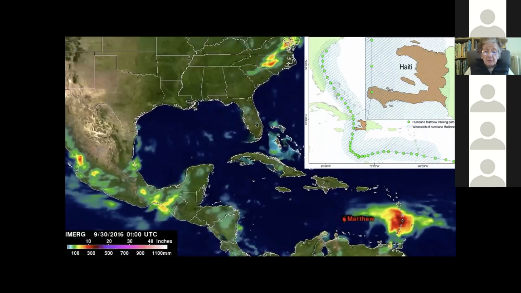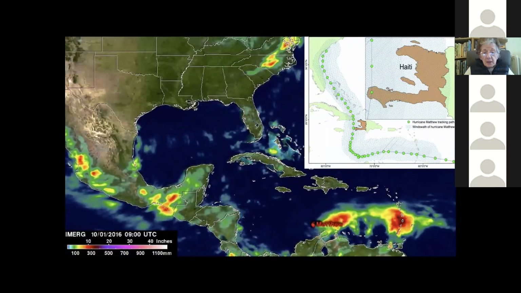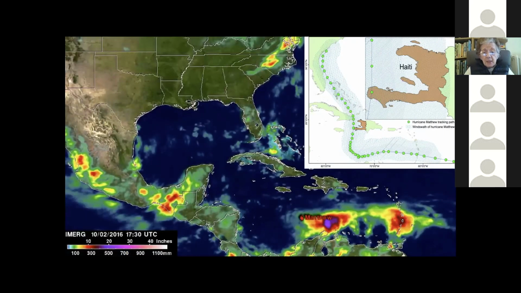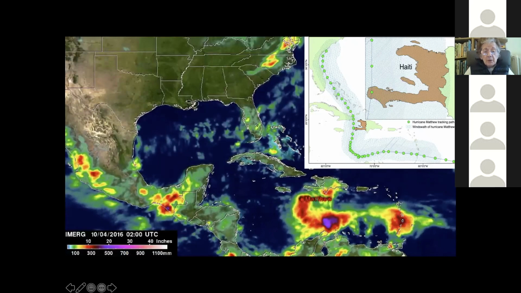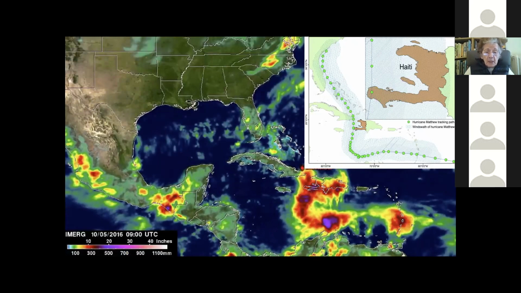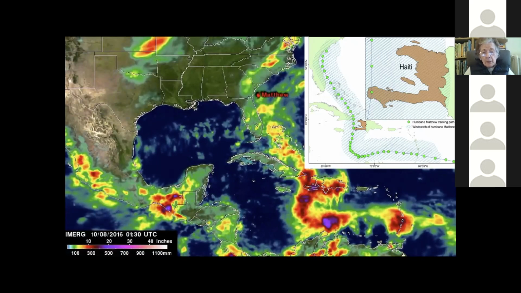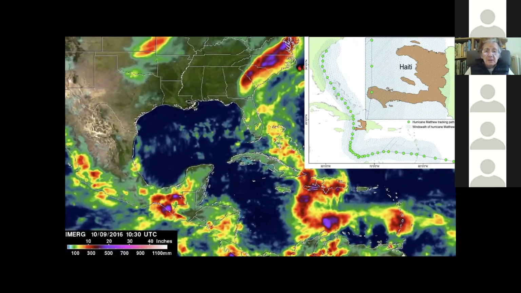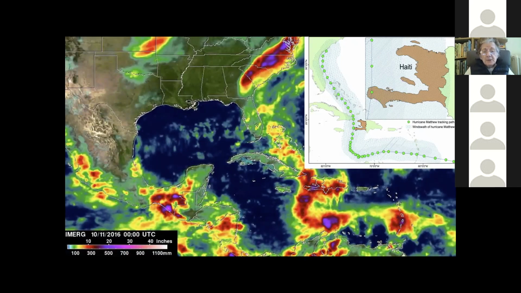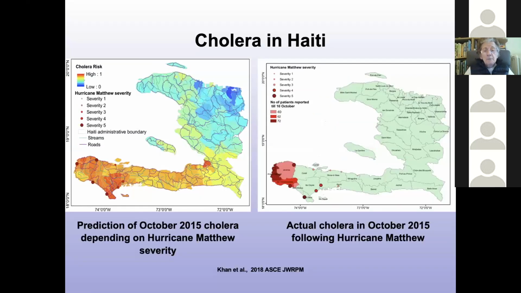Just to show the application, this is Hurricane Matthew that traversed from Haiti up the coast of the US. We did a retrospective, that is a back analysis, of the data of Matthew. And we did a prediction of where, based on our model, the cholera cases would be in Haiti. That's on the left. And on the right are the actual cholera cases.